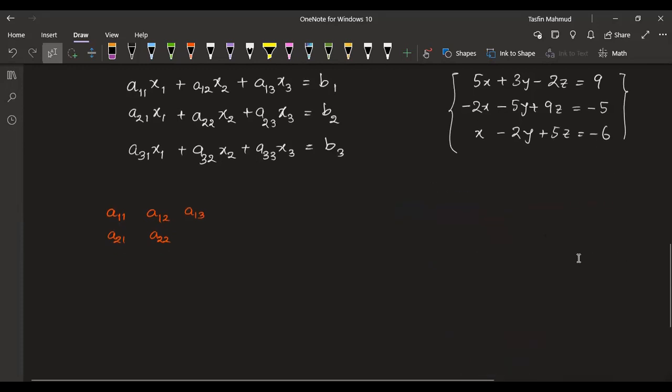So we are trying to form a matrix here, a11, a12, a13, and then a21, a22, a23, and the third row would be a31, a32, a33. So we are forming a matrix using the coefficients of the unknowns. Okay, we have the 3 unknowns here, x1, x2 and x3. So using the coefficients we are forming a matrix.